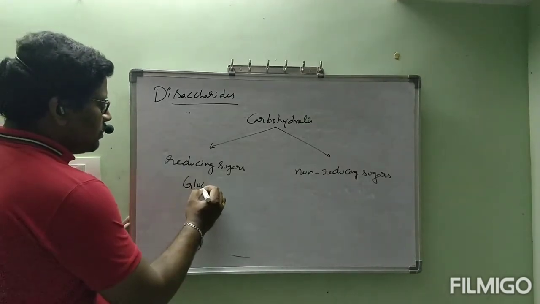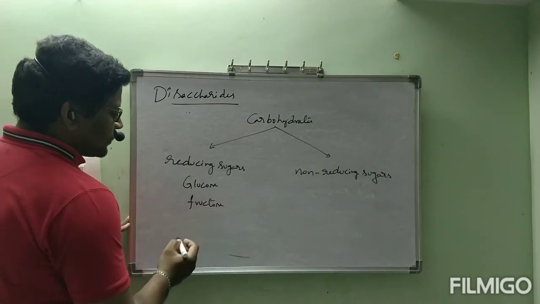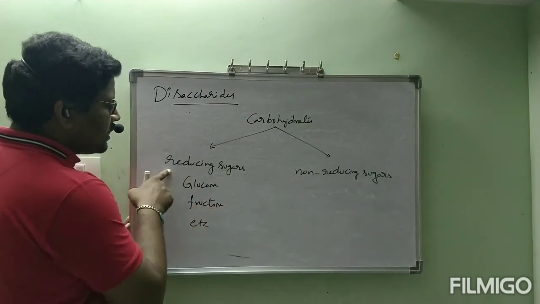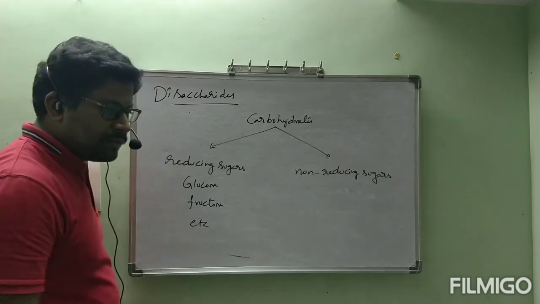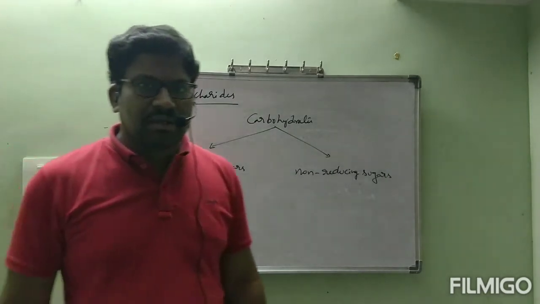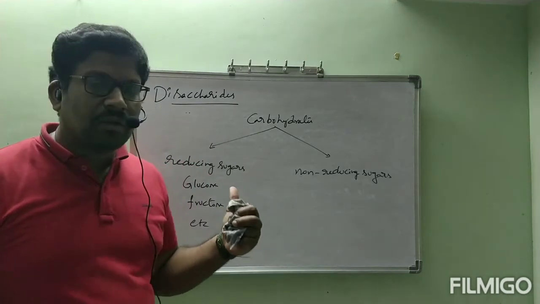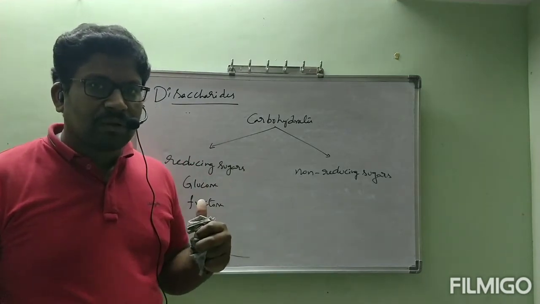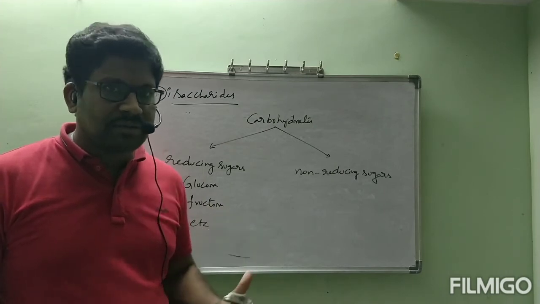Now, glucose, fructose, etc. These are all coming under reducing sugars, whether they contain an aldehyde group or a ketone group. Actually, in the aldehydes, ketones and carboxylic acids chapter, we have seen that reducing reactions are shown by only aldehydes.